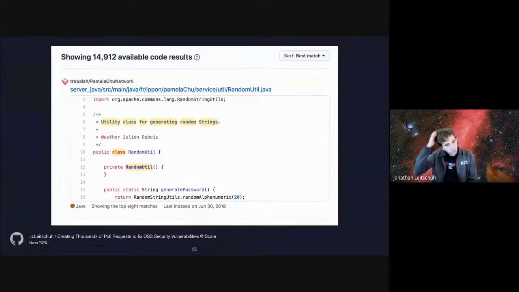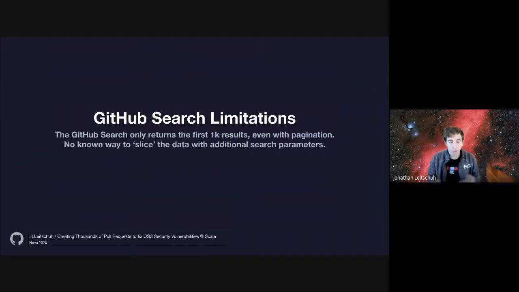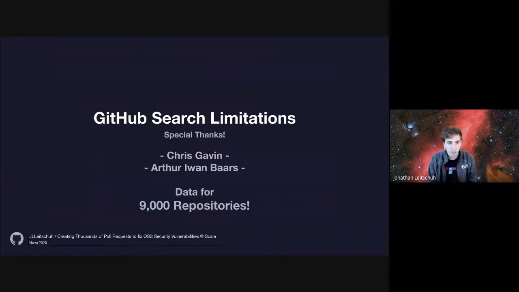And when you search for this class, a utility class for generating random strings, which is indicative of this JHipster code, it came back with 14,000 results. Unfortunately, because of GitHub search limitations, it only returns the first 1,000 results, even with pagination, and there's no known way to slice the data with additional search parameters to get you more information.